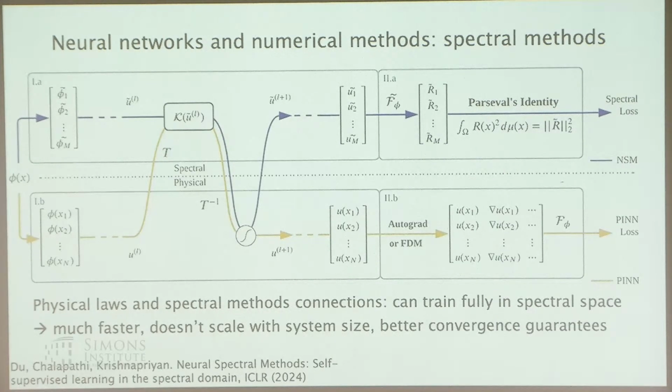And in this setting, in the top part, we realized that we can actually train this whole system of learning some solution operator purely in spectral space. Some of that comes from the fact that this grid-based loss that we use with a physics-informed loss can be lifted and done all in spectral space through Parseval's identity. And what that means is that this ends up being a lot faster. It doesn't scale in the same ways with system size, and you do get some better convergence guarantees. So this is another way you can integrate some of the classical ideas that we've had with numerical methods into the neural network setting.